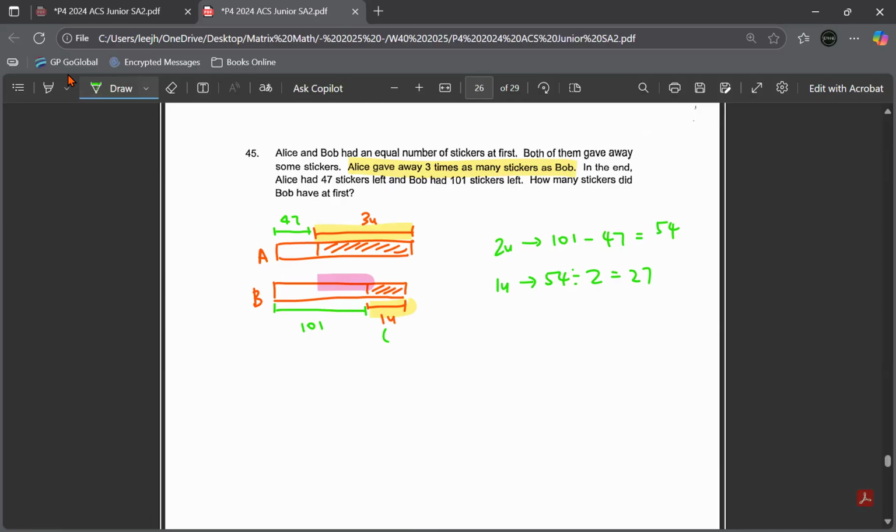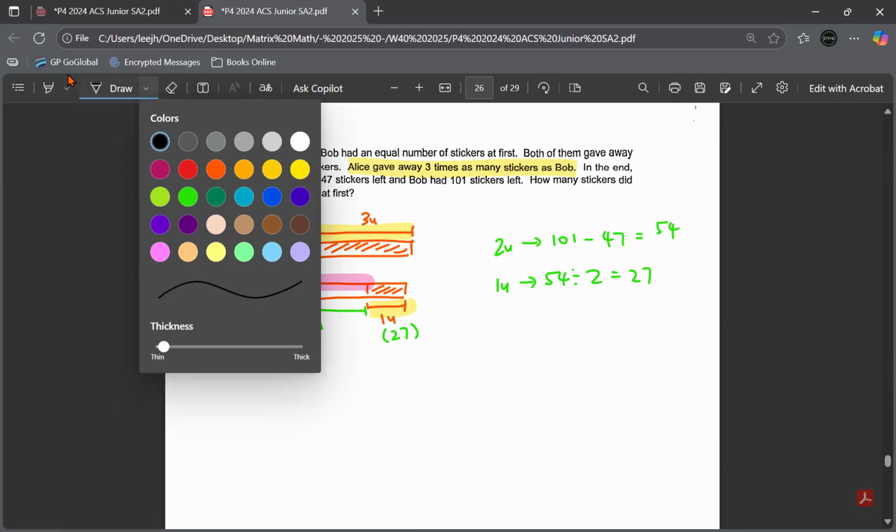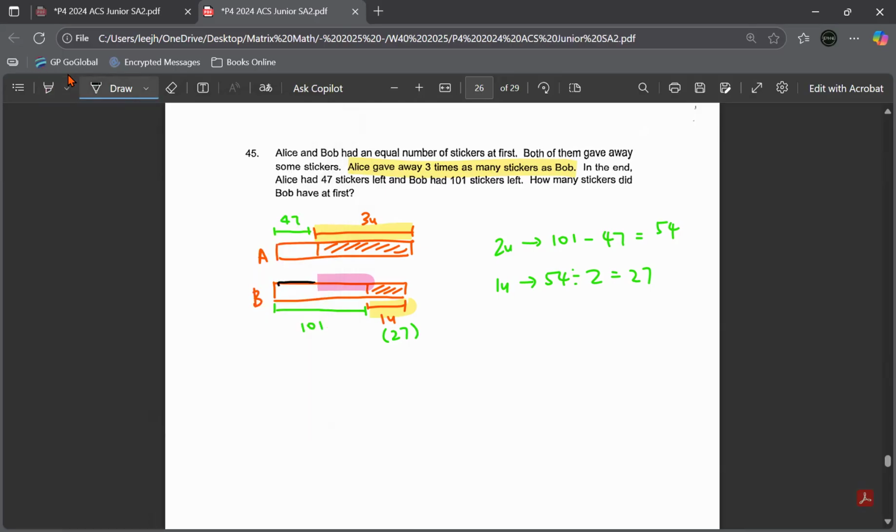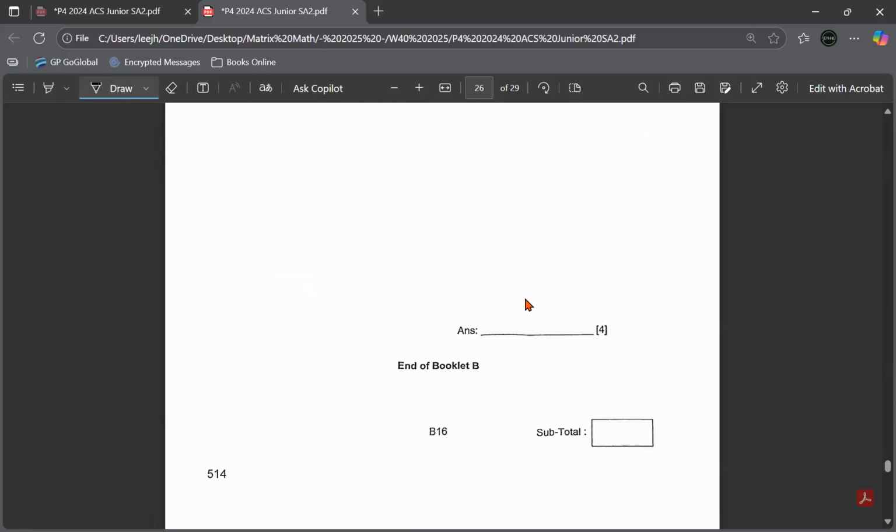So 1 unit is 27, but I want to find how many did Bob have. So 1 unit is 27 means this is 27. So Bob at first is this entire thing. So you know what to add already, right? 101 plus 27. Your answer is 128 stickers. So you write down your final answer. 128 stickers. Okay, this is the end.